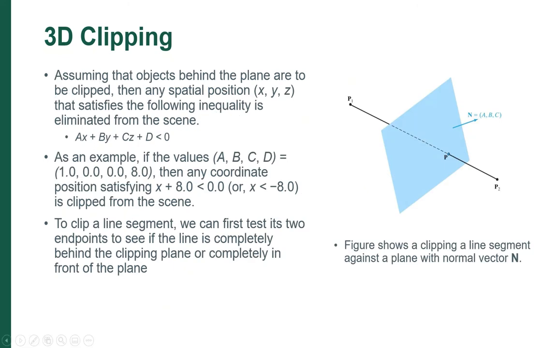Here the figure shows clipping a line segment against a plane with normal vector. This is a plane and this is a line. The line and the plane intersect, and the normal vector is A, B, C. The objects behind the plane are to be clipped, and the spatial positions x, y, z that satisfy the inequality ax plus by plus cz plus d less than 0 are clipped. For example, when we consider the values for these, any x value less than minus 8 is clipped from the scene. That's it.